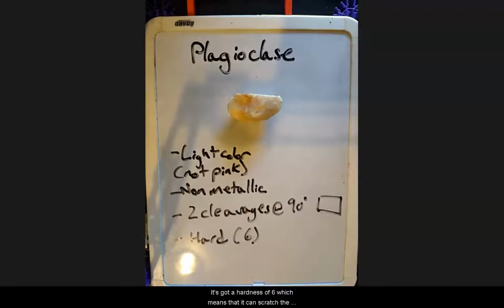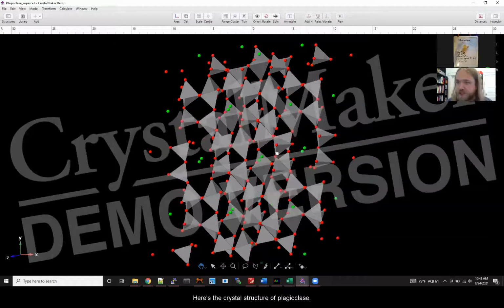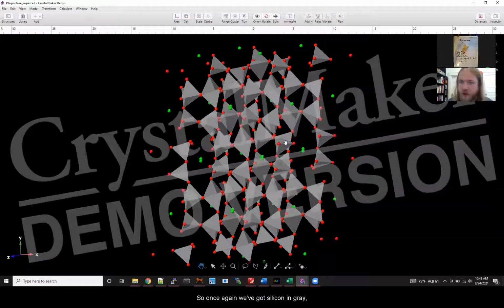It's got a hardness of 6, which means that it can scratch the glass plate, but it can't scratch quartz. Quartz will scratch it instead. Here is the crystal structure of plagioclase. So once again, we've got silicon in gray, oxygen in red, and then everything else in green.